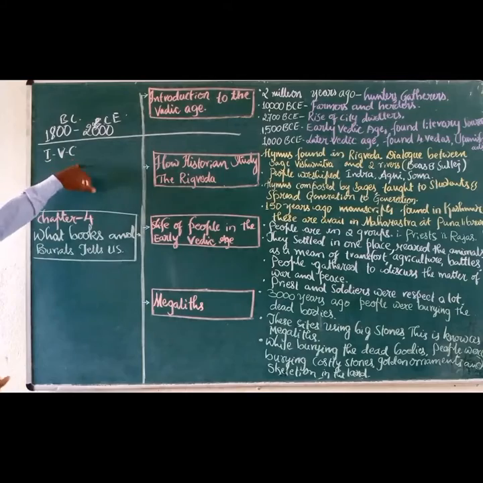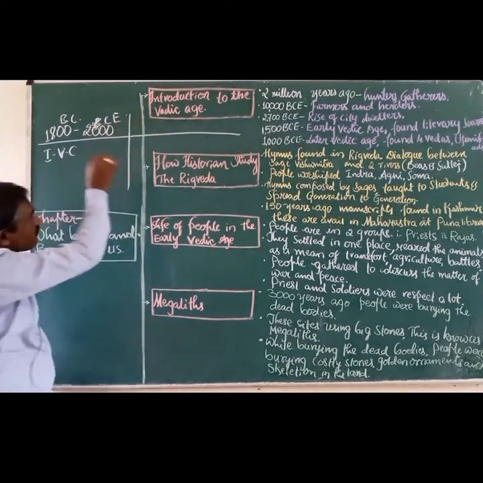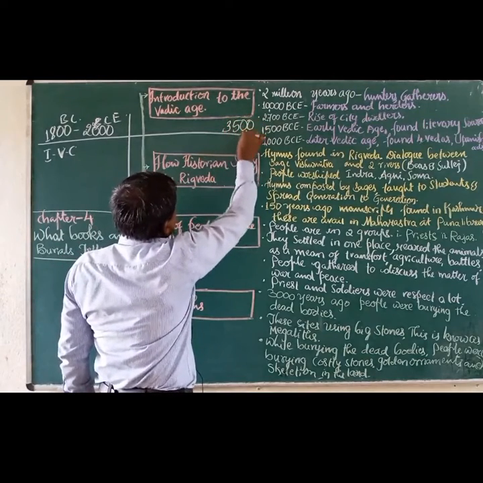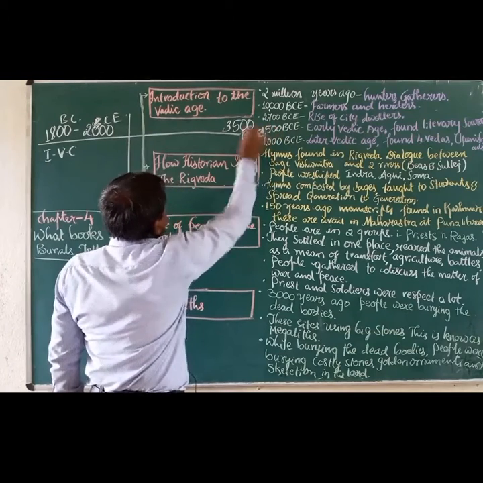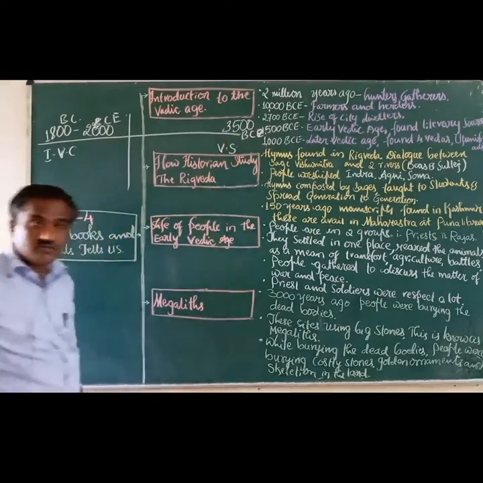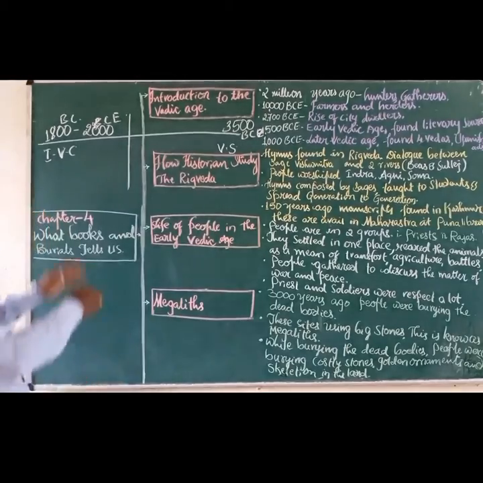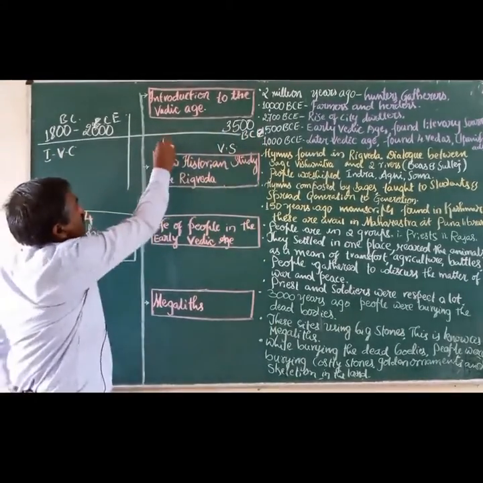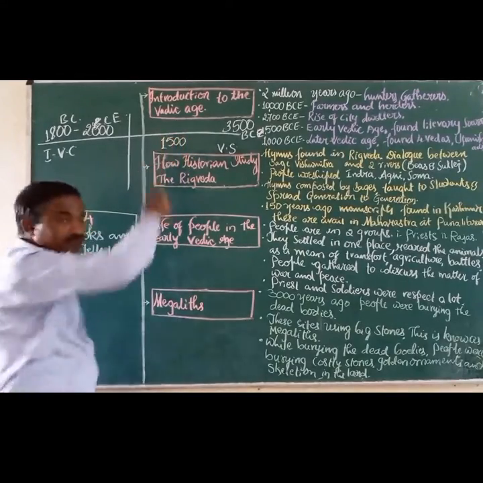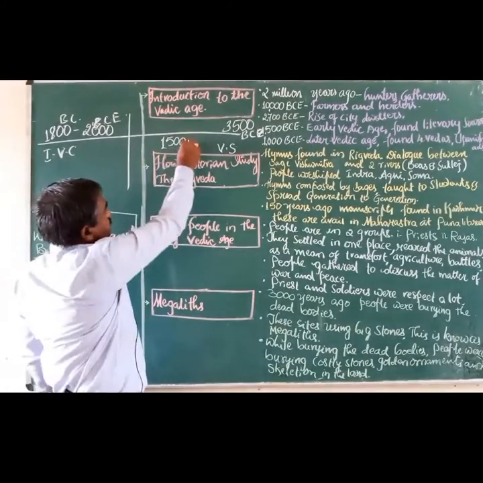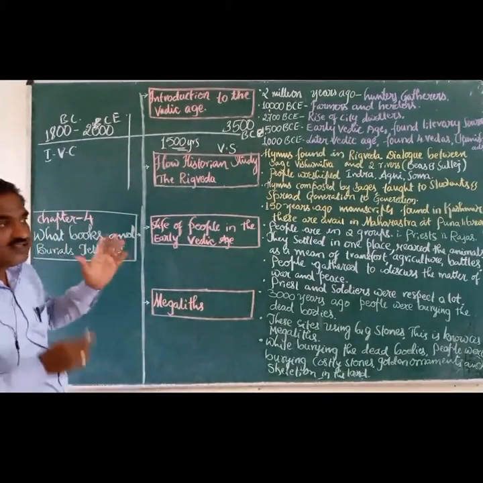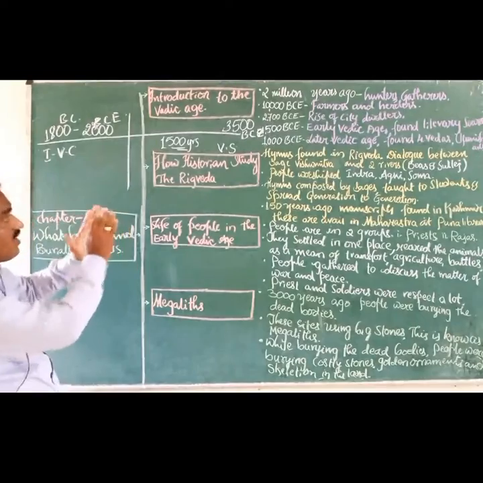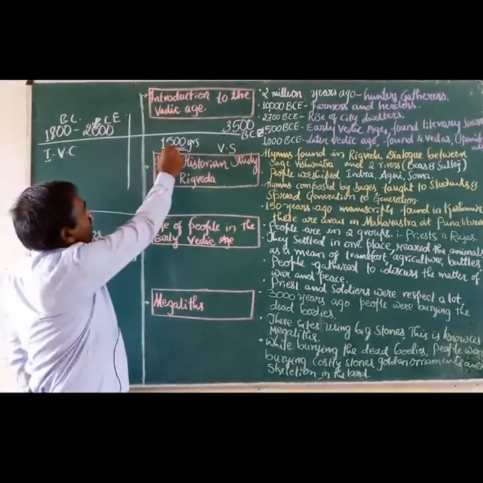Here, the Indus Valley civilization declined around 1800 to 2000 BCE, and after that, the Vedic civilization came into existence around 3500 BCE. Meanwhile, there is a 1500-year gap. In this gap, we don't know the sources, the evidence, or the records of what man was doing and how he lived. We did not have any records in those 1500 years.